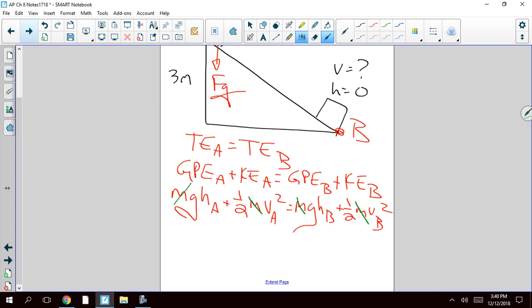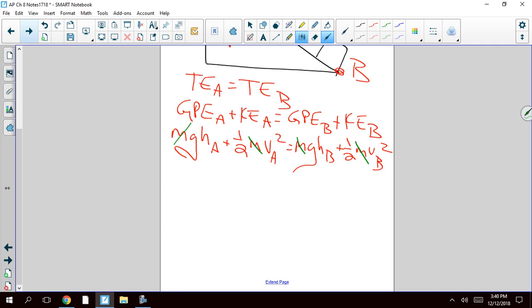Okay? So, as long as there are no non-conservative forces and you don't have to deal with elastic potential energy, this will always happen where your masses cancel. Okay? Be careful, though, they don't always. If you have elastic potential energy, remember, elastic potential energy is 1/2 kx squared, right? There's no m there to cancel. Okay?